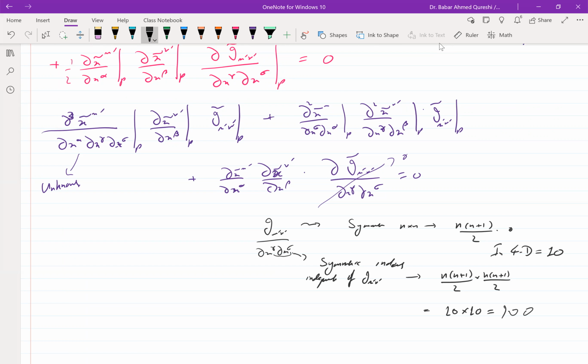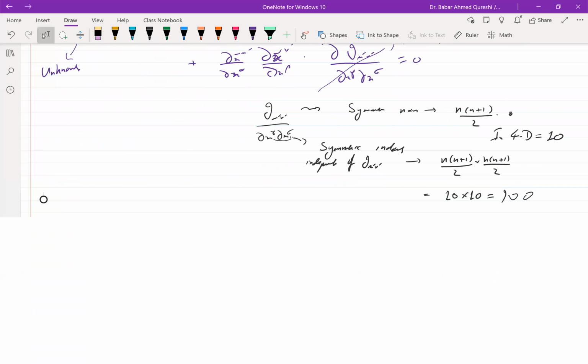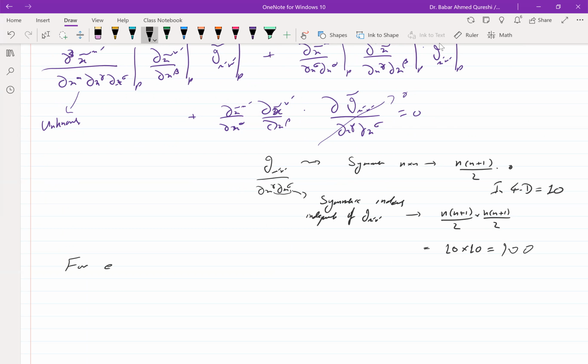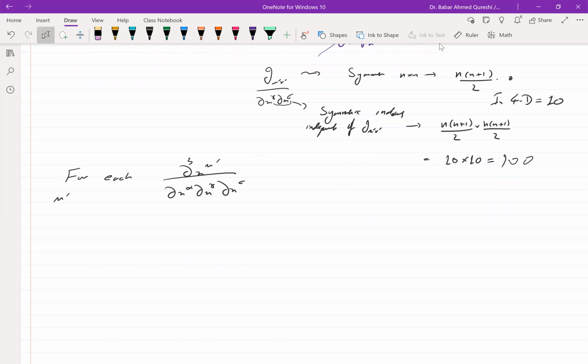And how many unknowns do I have? Well, for each mu dash, unknowns are of this form. For each mu dash, you have these symmetric alpha, gamma, and sigma. Three indices which are completely symmetric. You can exchange them with each other and nothing happens because d3 of x mu dash, d3 dx1 dx2 dx3 is equal to d3 dx2 dx1 d3. Doesn't matter. So when you're choosing out of n components, n objects, you're choosing 3 times and you don't care for the order.